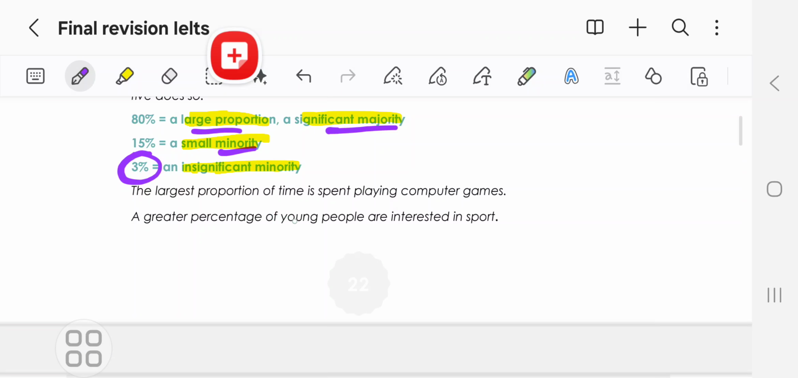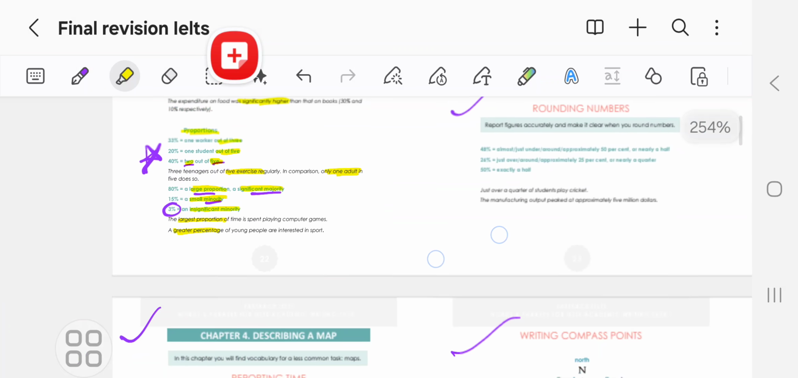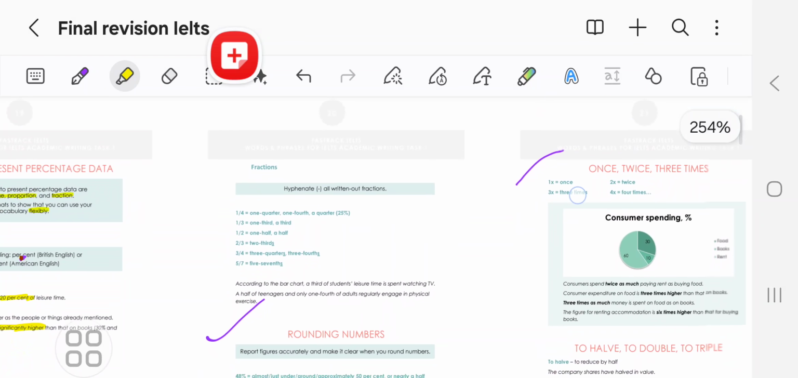The largest proportion of the time is spent playing computer games. You can also say the greatest percentage of young people are interested in sport. That's how you're going to mention it.